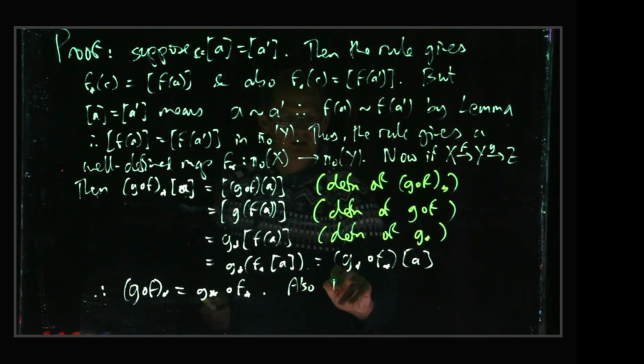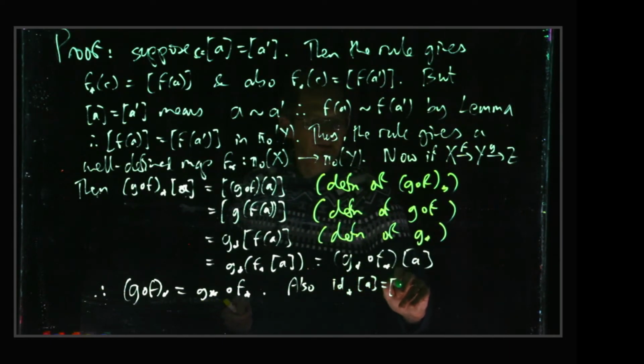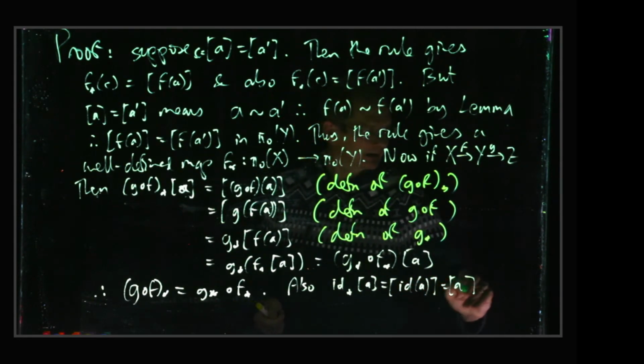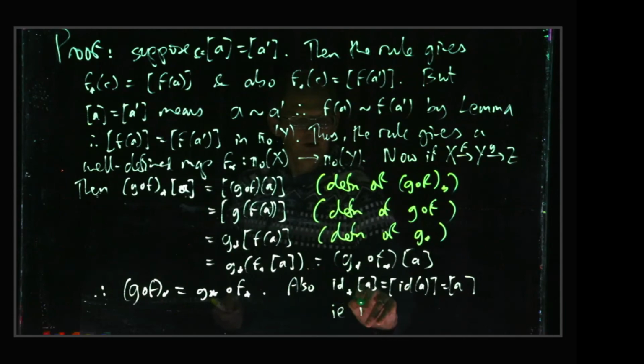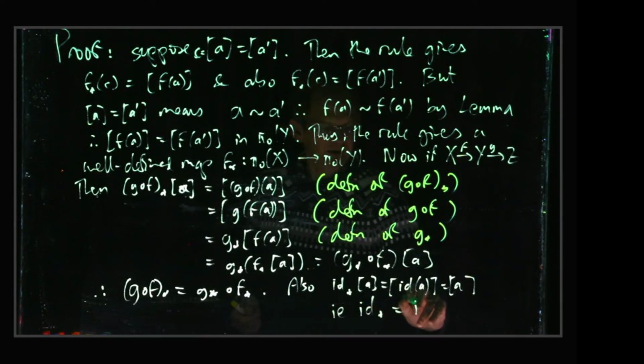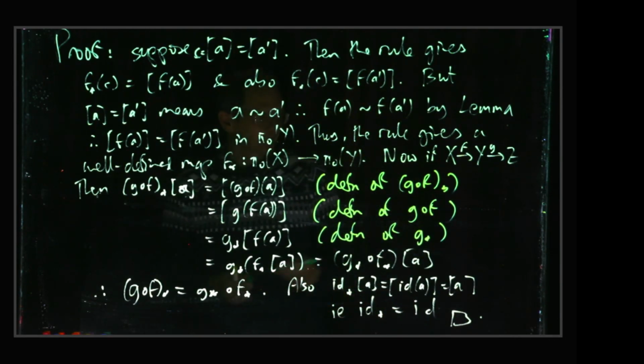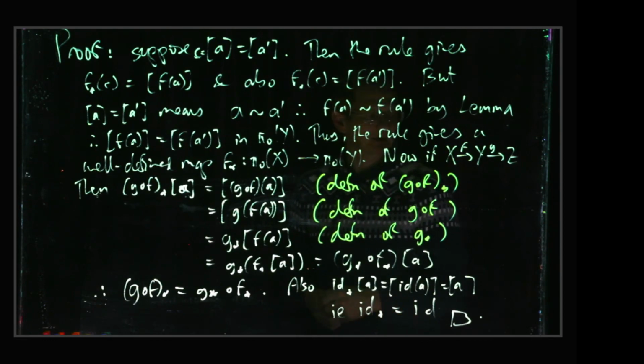And also, id star of square bracket A is square bracket id A, which is square bracket A. So id lower star is the same as id. So that's what we need to say about these induced maps f lower star. In a later video, we'll explain how this fits into the context of category theory, the definition of categories and functors.